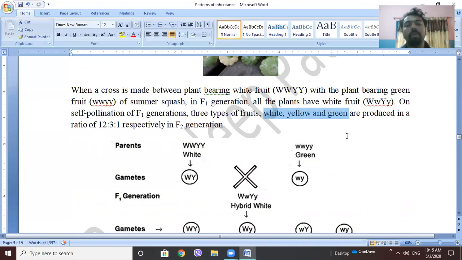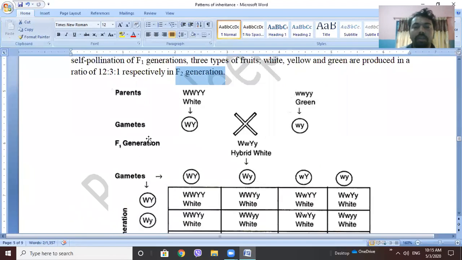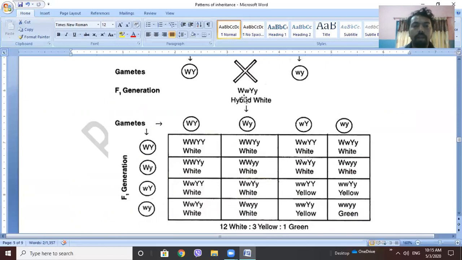White, yellow, and green, three types of fruit color are found, so they will be produced in the ratio 12:3:1. Total there will be 16, so it is modified into 12:3:1 in the F2 generation. So now let's look at it here. This is white, this is green, these are gametes, so crossing we obtain the hybrid white. Now its possible gametes can be capital W capital Y, capital W small y, small w capital Y, and small w small y. So these are the different gametes for this hybrid white. If we show it in tabulated form, in this checkerboard we can see that wherever there is only one capital W, it is white. So capital W white, capital W white, capital W white, capital W white, capital W white, capital W white.